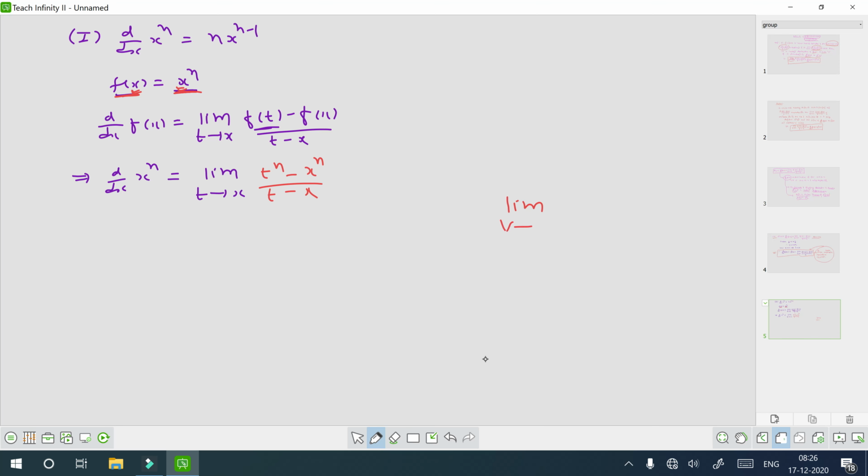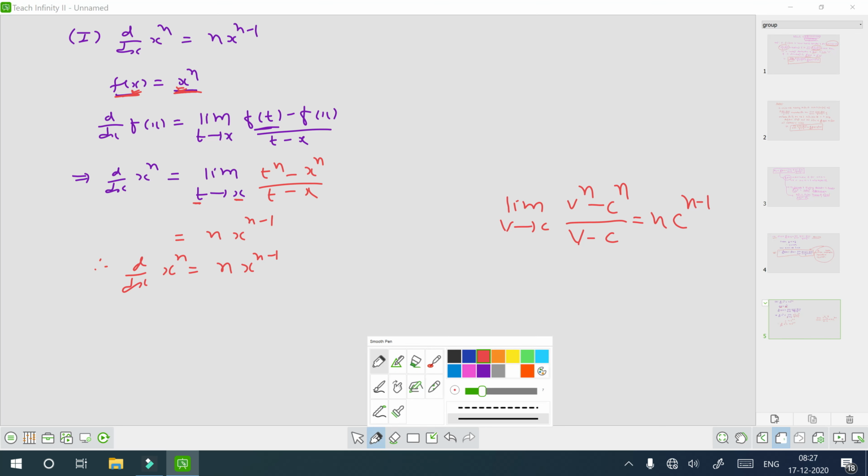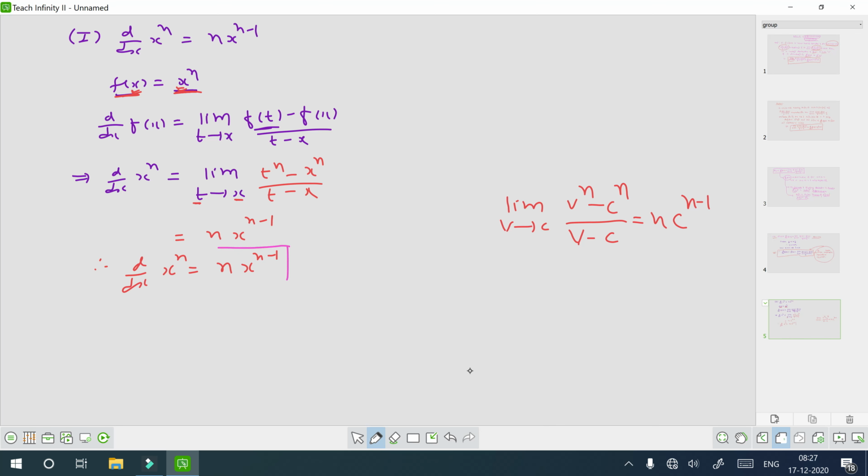Limit variable tends to constant: variable raised to n minus constant raised to n over variable minus constant is n times constant raised to n minus 1. So here what is variable? t is variable, x is constant. So n times constant raised to n minus 1. So what we have as a standard form? d by dx of x raised to n is equal to n x raised to n minus 1. See, this is the standard form.